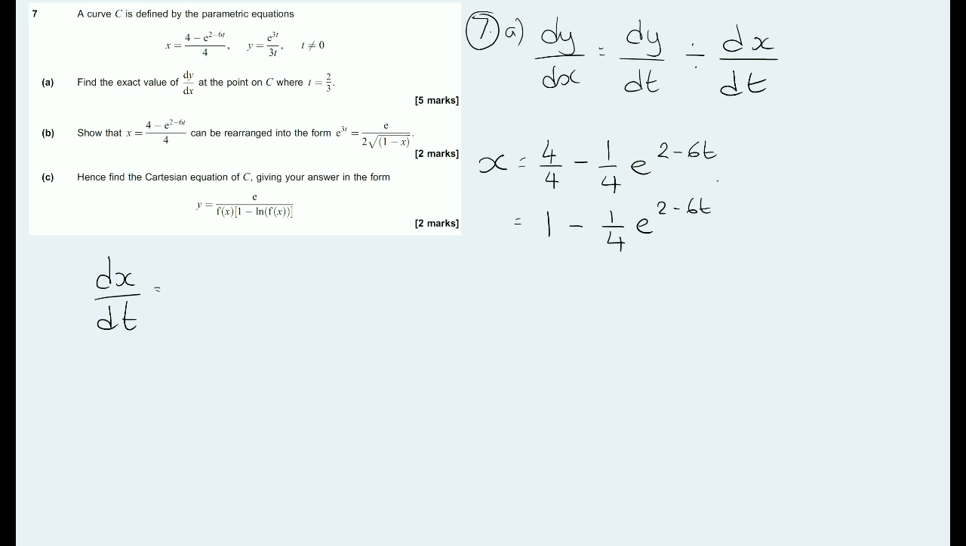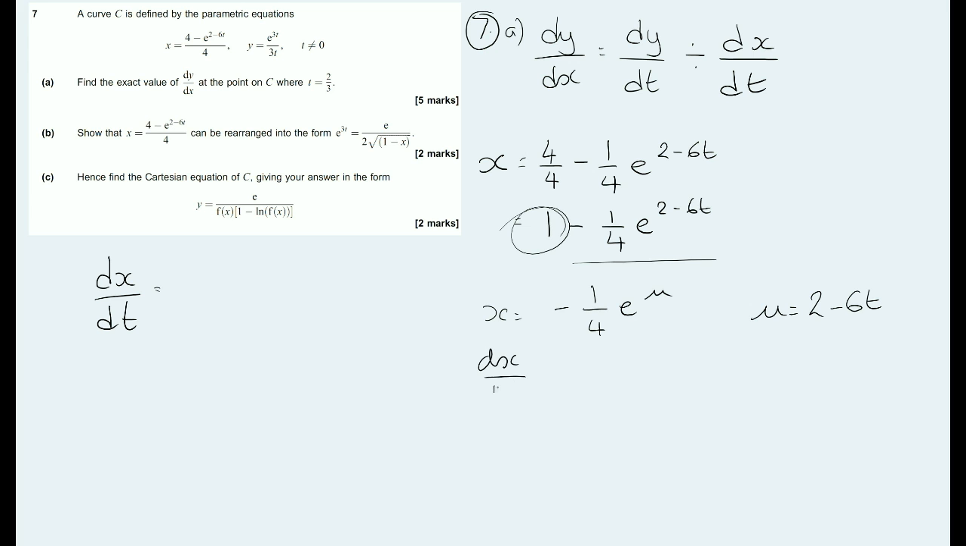So we know that when we differentiate 1, that just goes to nothing. So that's going to go. So we're just now really looking at what happens here. So what I'm going to show you is how you do this with the chain rule. So if you need to use the chain rule, that's absolutely fine. So it's minus a quarter e to the u. That's effectively what your x is equal to. And u is equal to something with t. So it's 2 minus 6t.